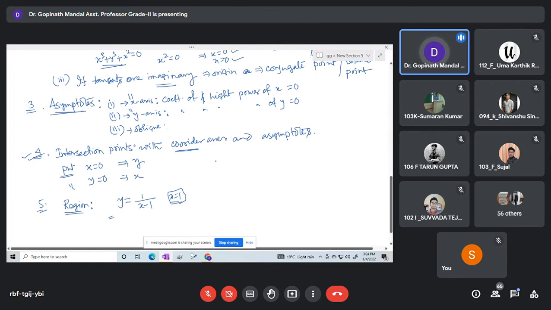So for curve testing we have to follow the 5 points. First one is symmetry. Second one is origin and tangent. Third one is asymptotes. Fourth one is intersecting points.